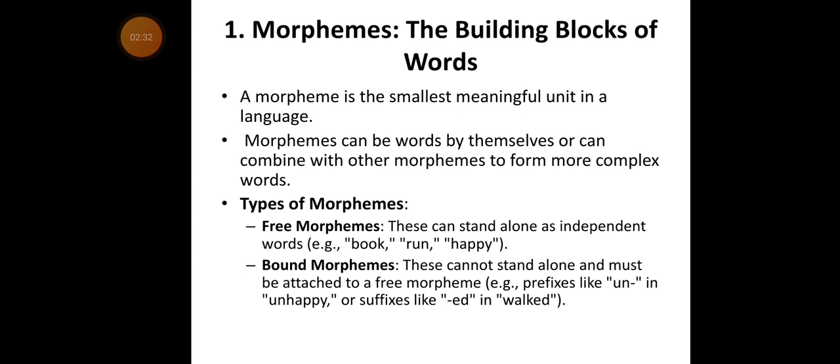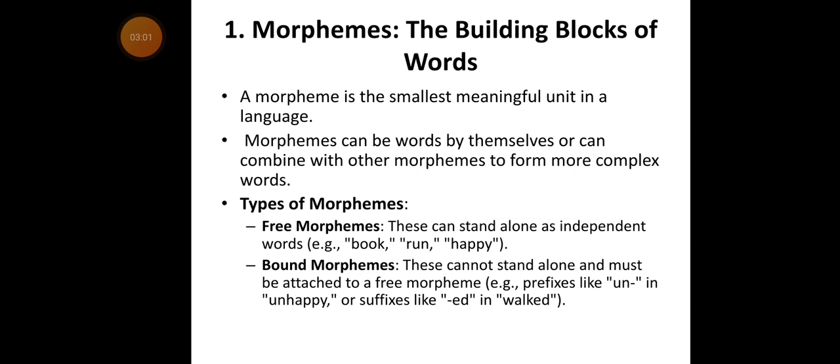Look at the definitions of these two. When it comes to free morphemes, these can stand alone as independent words. Here we have the example book. It's a single free morpheme, and all alone it can give us the meaning. When we say run, again it's a meaningful morpheme all alone. When we say happy, again it is a meaningful morpheme.